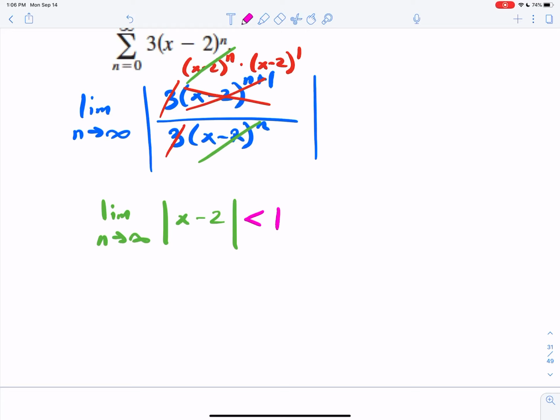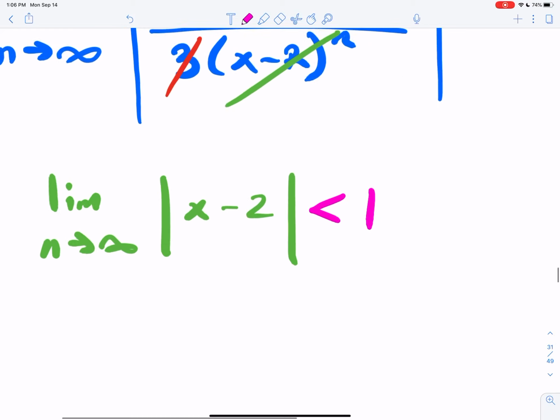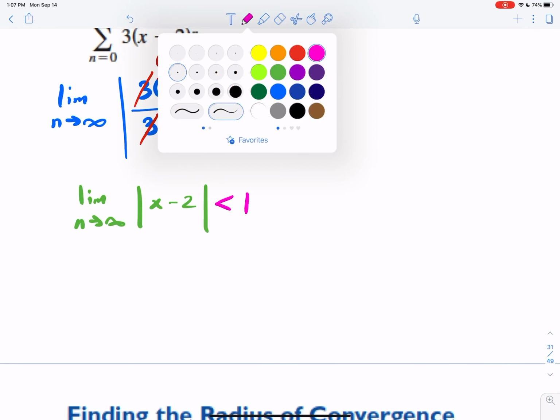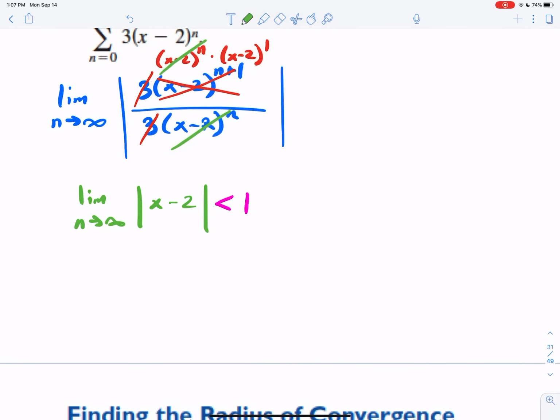Now, when n goes to infinity, I still get the absolute value of x minus 2. If you notice, there are no more n's in this problem. So when I take the limit, I actually get the same thing. I just get the absolute value of x minus 2 is less than 1.